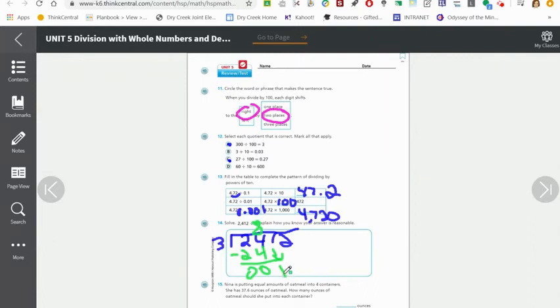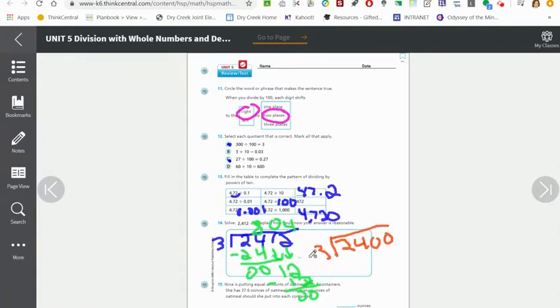I know I can continue. 1 does not go in, 3 does not go into 1. So then I got to put a 0 here for my placeholder. And I get 12. 3 goes into 12 4 times. And that gives me 804. Now to check that it's reasonable, I'm going to estimate.